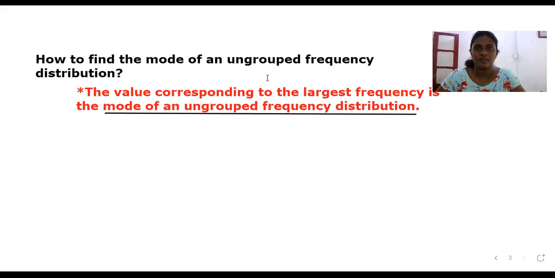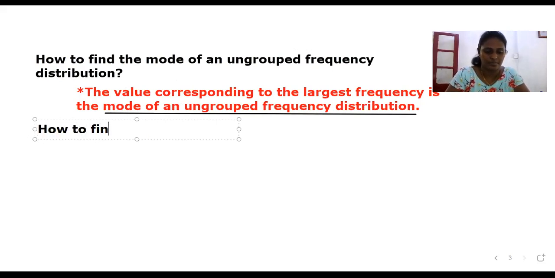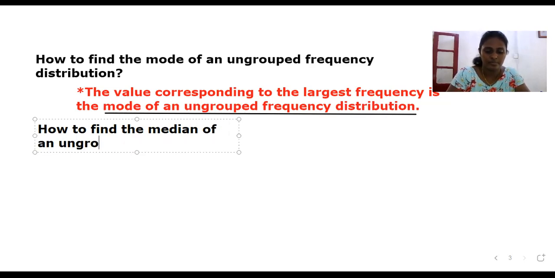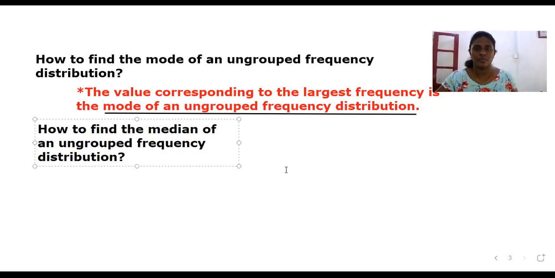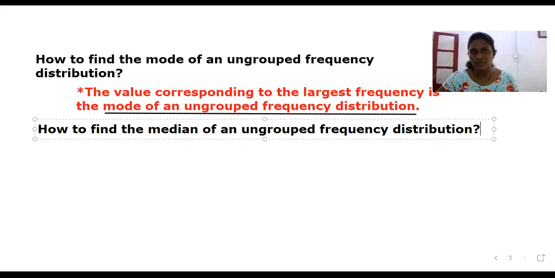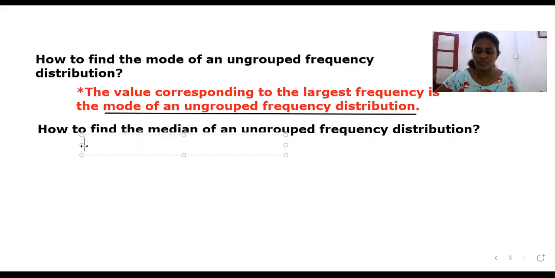Then take the second question: how to find the median of an ungrouped frequency distribution. Right. This is a little bit not difficult. Sometimes you get some messy places, so please listen to this part carefully. Then you may not get any doubts when you are doing this.